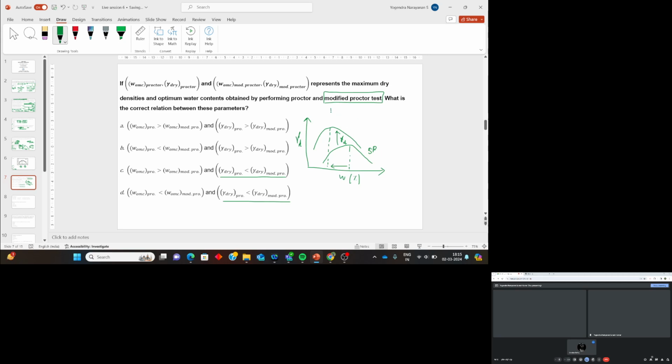Energy in modified Proctor will be greater than energy in standard Proctor. Hence gamma dry of modified Proctor will be higher. Moisture content of modified Proctor will be lower. Now let me put it in this way so you will understand. First, you are mixing, for example, 5% water.